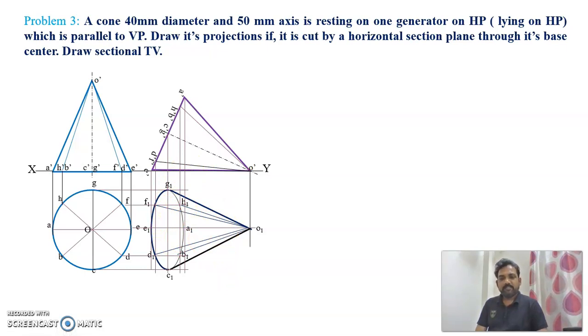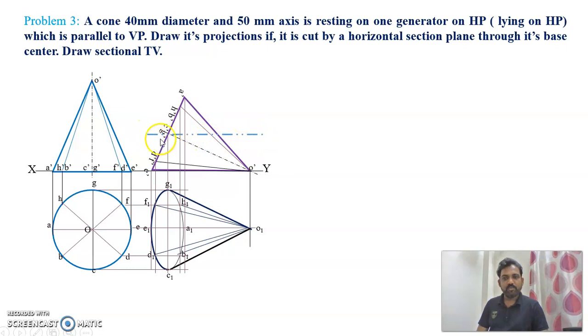Now we are in the second stage. Now draw the sectional view: draw its position if it is cut by a horizontal section plane. That means the cutting plane is horizontal through its base center. Which is the base center? This is the base center, this is the base A dash E dash, and from that base center it is said that it is cut by a horizontal section plane. That means the cutting plane is parallel to HP.